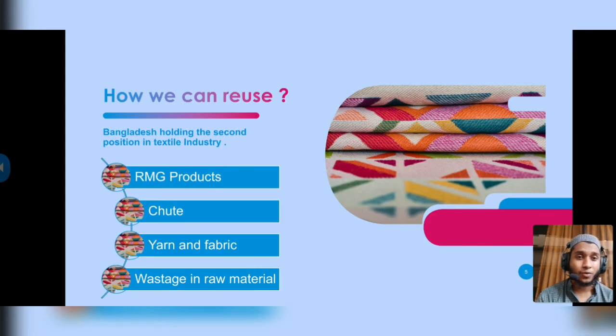Now the question arises, how can we do these reuses? In RMG product, I already discussed. In jute, already discussed. Yarn and fabric, I already discussed. In wastage in raw material, I haven't discussed. So if we want to reuse it, especially cotton, seed cotton, and other stuff, we all know that seed cotton is very good food for animals, especially cows and domestic animals. And you will be glad to know that from seed cotton we find an oil which is lubricant oil, and it is very costly.